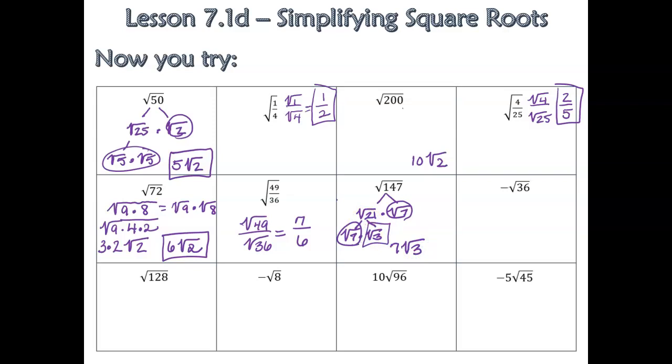Okay, the next one is interesting. So this has a negative sign on the outside. So you're going to have to take whatever your square root is on the inside and tack that negative sign back on. So the square root of 36 is 6, and we're going to stick that negative sign right back onto the 6.